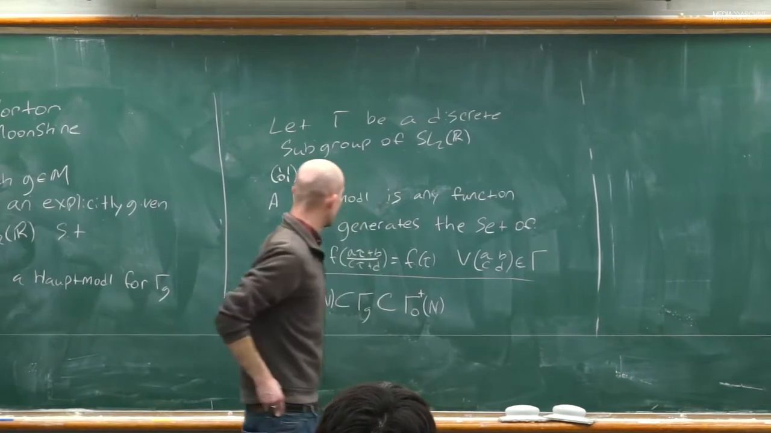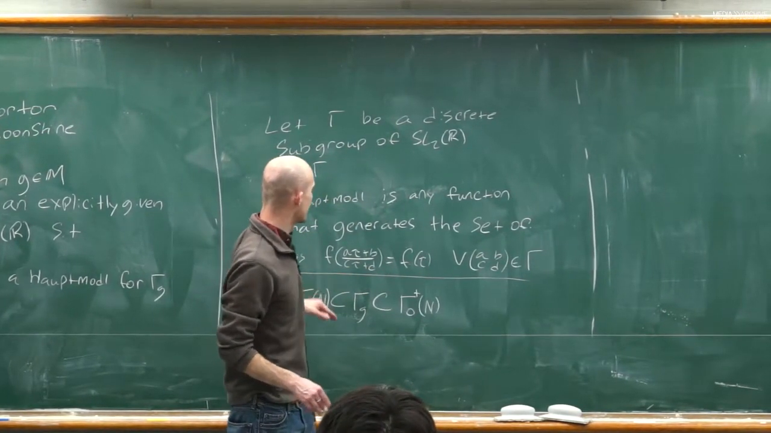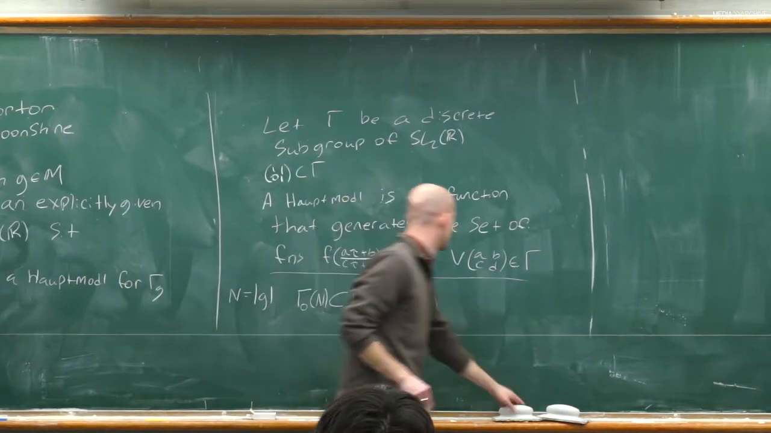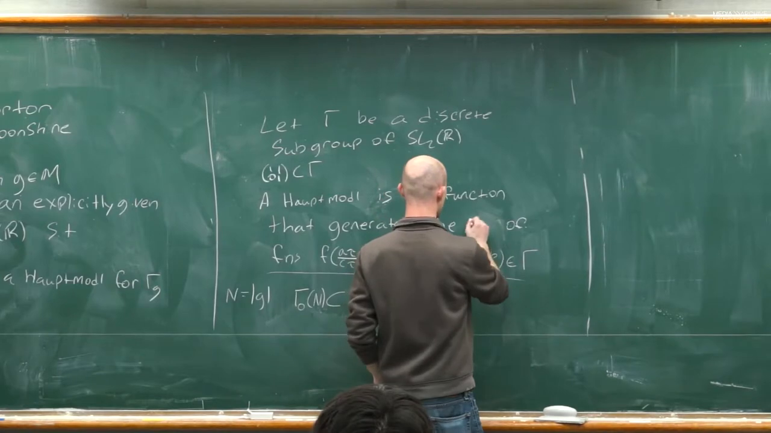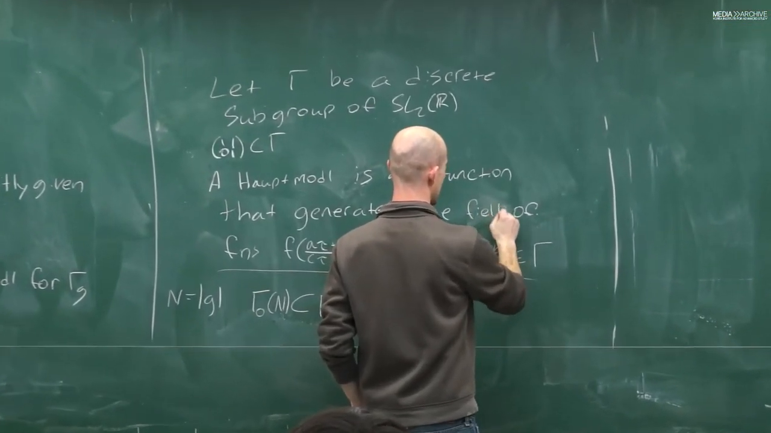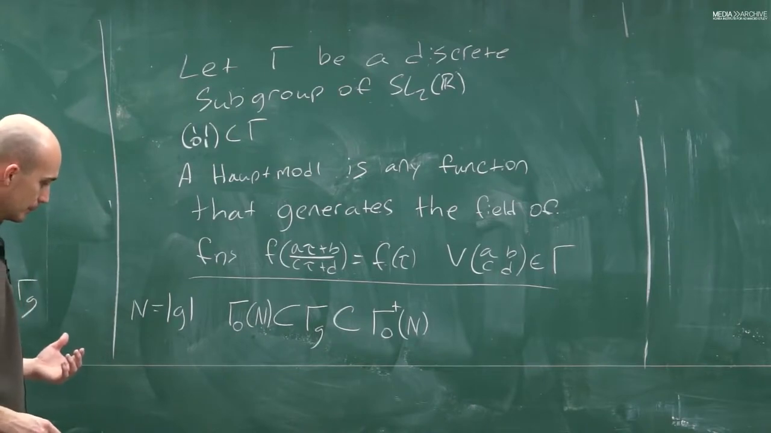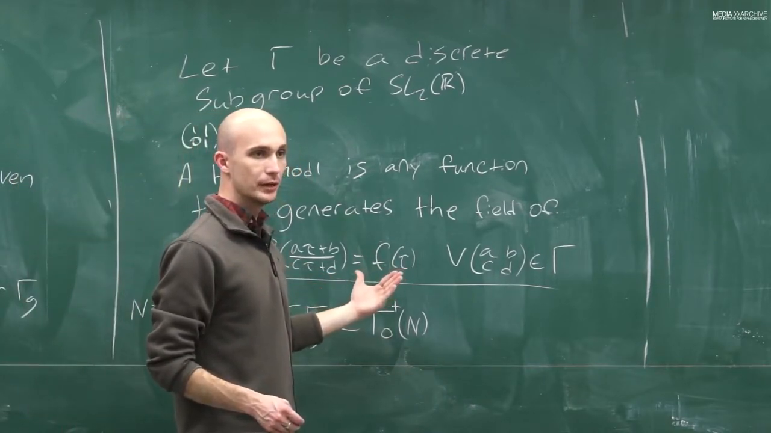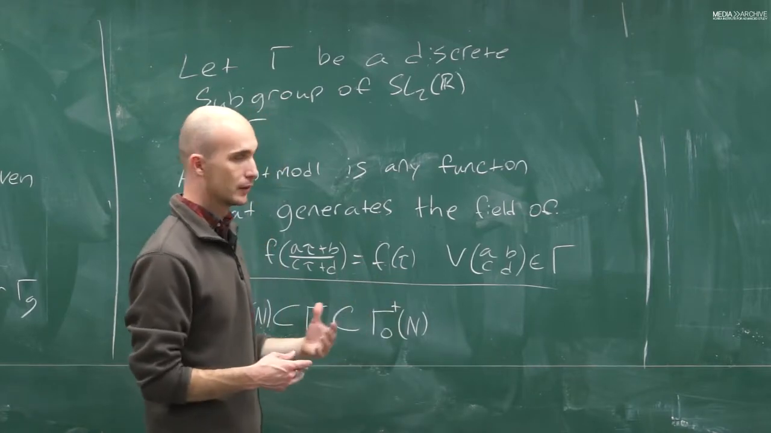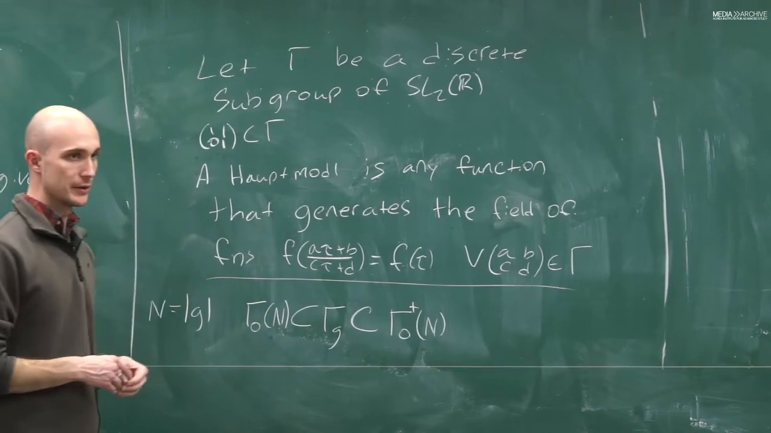So, the set of functions. This should generate the field of functions. Each one of these functions has a pole somewhere. And so we can create a set of functions that have any particular divisor that we want.